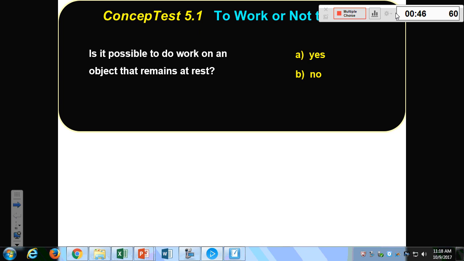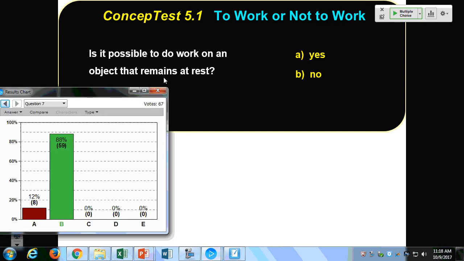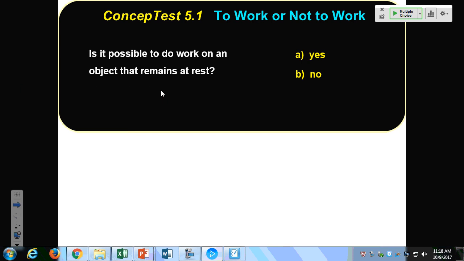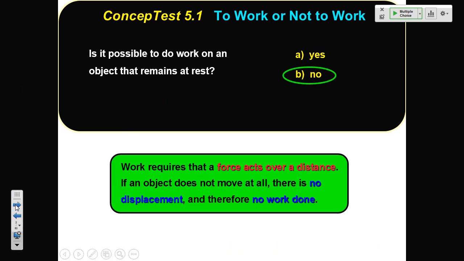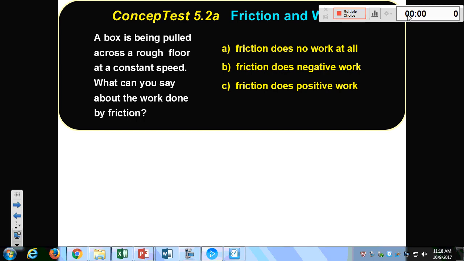All right, let's stop at 53. Good. B is right. You have to have displacement in order to have work. So you can't have work on an object that remains at rest.